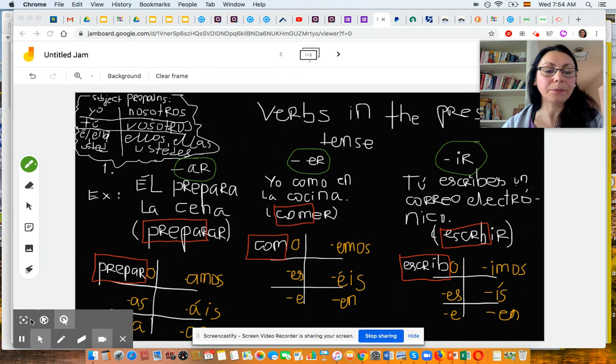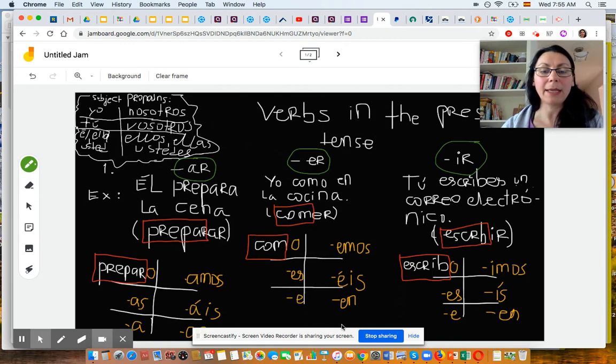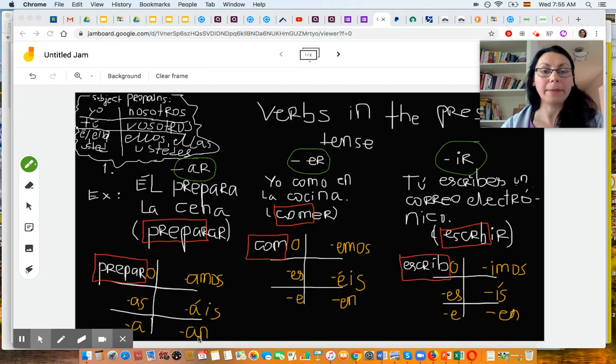For instance, you take the stem of the verb, which is what's left when you remove the AR ending, and you add endings to that stem. For the yo form, if the subject in your sentence is yo, you add the ending o. Yo preparo, tú preparas, él, ella, usted prepara, nosotros preparamos, vosotros preparáis, ellos, ellas, ustedes preparan.